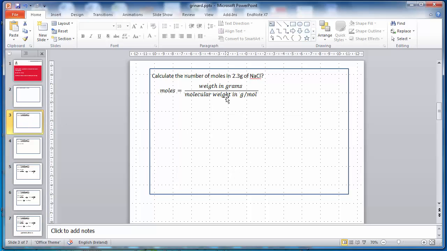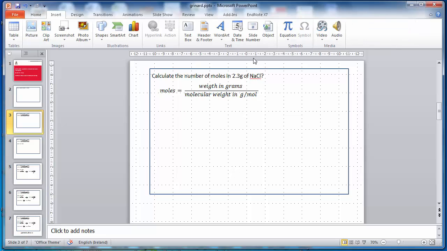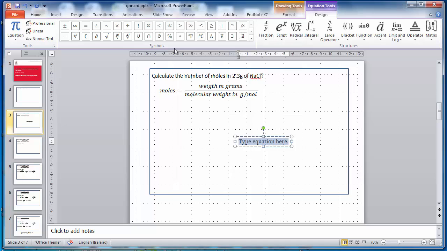So if we want to get a formula like the one I've written previously, moles is equal to the weight in grams divided by the weight in grams per mole, and we want a nice neat formula like this one, what we do is go to the Insert tab on the top and then click the equation button. Once we click the equation button, a lot of different options open up.